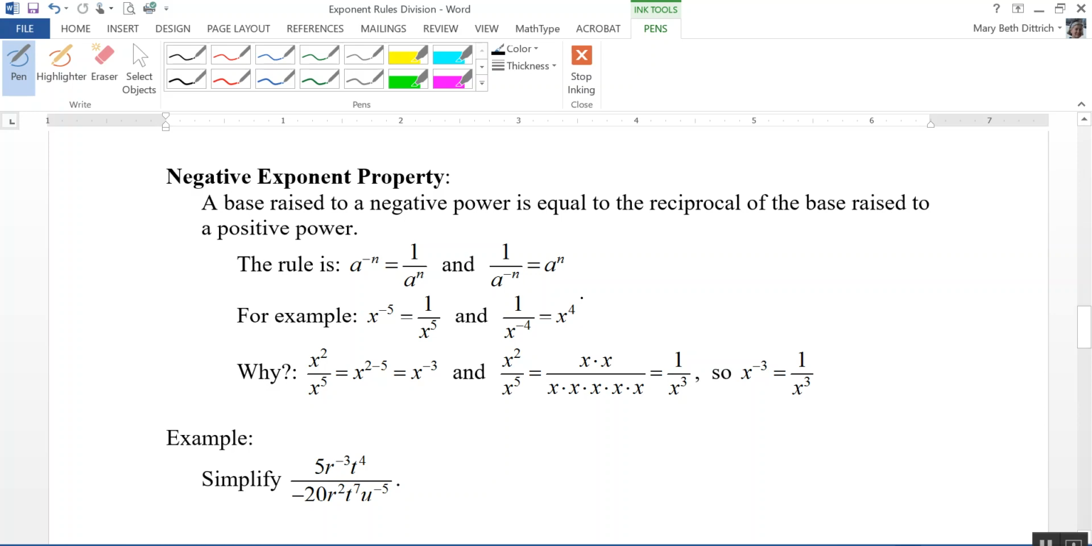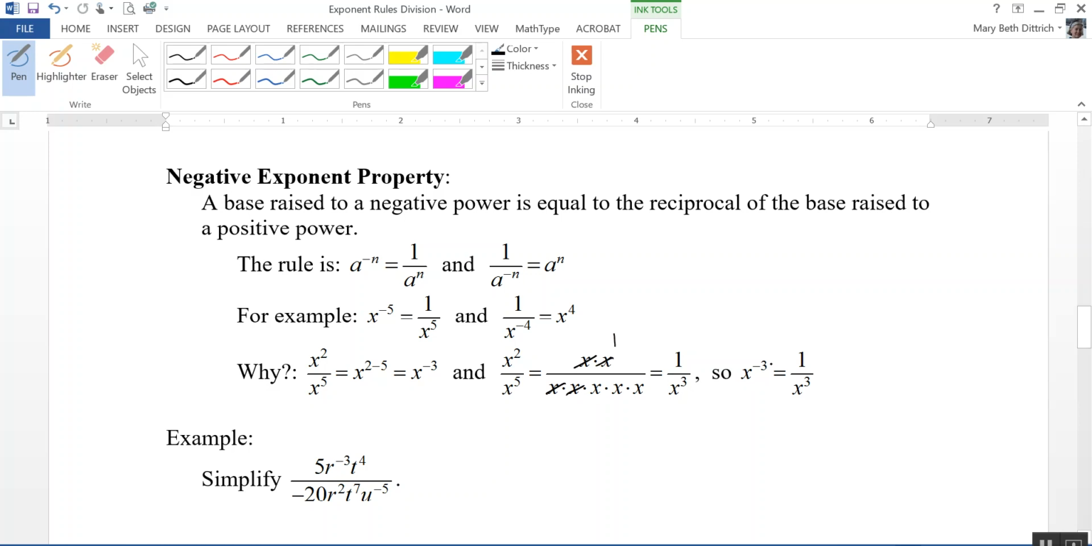So why is this true? Well, if we did our quotient property here and we had x squared divided by x to the fifth, that would be x to the 2 minus 5, or x to the negative third. But if we also looked at that in terms of x squared being x times x, and x to the fifth being x times x times x times x times x, and we did our canceling here, that leaves me with a 1 on top, and I have 1 over x to the third.